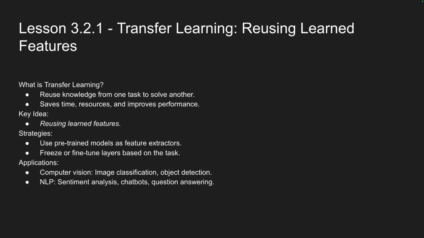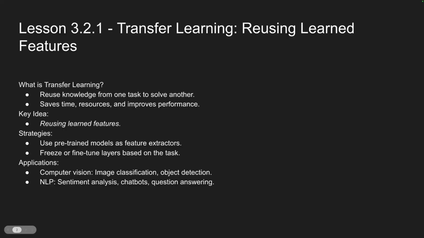Let me explain. Imagine this. You've spent years learning how to ride a bike. Now, someone asks you to learn how to ride a motorcycle. Would you start from scratch? Probably not. You'd use what you already know about balance, steering, and acceleration to make the transition easier. That's exactly what transfer learning does for machine learning models.